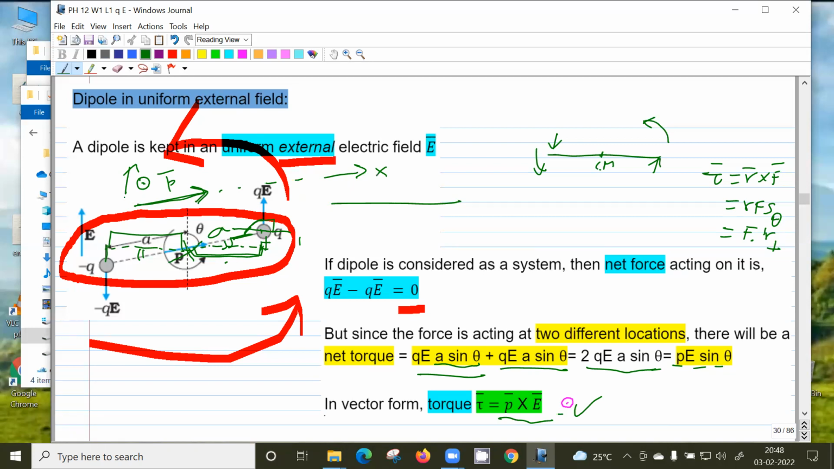P and then E is vertically upwards. So P cross E is this angle. So that will give me a direction like this, out of the plane of paper. That means the torque is anti-clockwise. That can be got by thumb rule. Thumb should point in the direction of the torque vector, so the fingers will curl in the anti-clockwise direction. So everything is correct here. Okay.